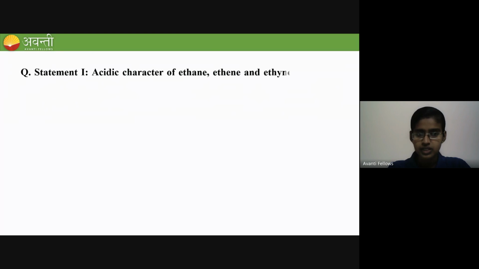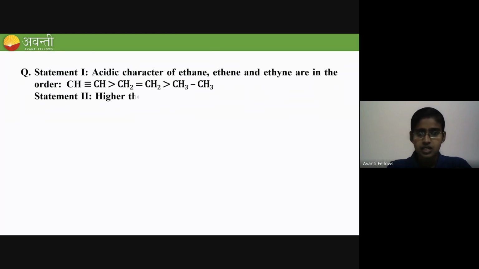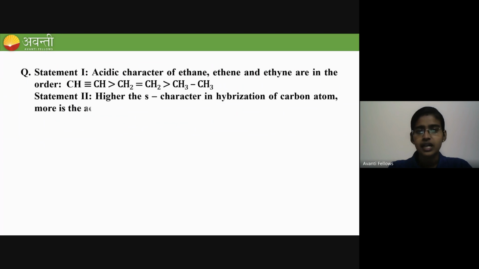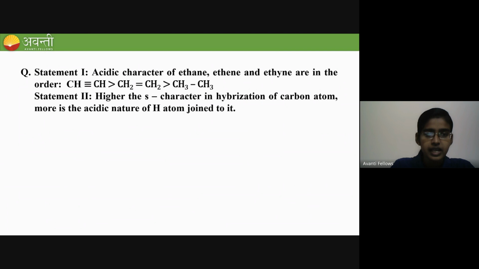It is a statement type question. Statement one says that the acidic character of ethane, ethene, and ethyne are in this order. Now which one is ethane here? This compound is ethane, this compound is ethene, and this compound is ethyne, right? Now coming to statement 2, higher the S character in the hybridization of carbon atom, more is the acidic nature of hydrogen atom joined to it.